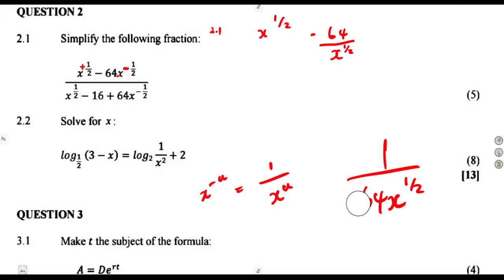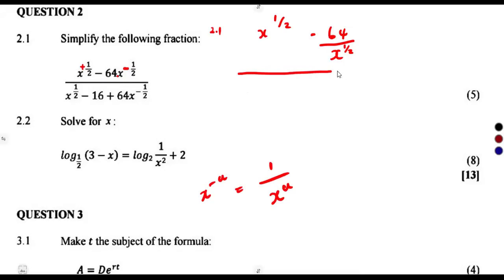64 is not affected by the negative exponent. The negative exponent is on x, not 64. Okay. Let's do the same thing in the denominator and see. This is positive. Here, let's leave it like that. x to the exponent of a half minus 16. There is another part here, 64, just like here. So it was going to be plus 64 over x to the exponent of a half, like this.